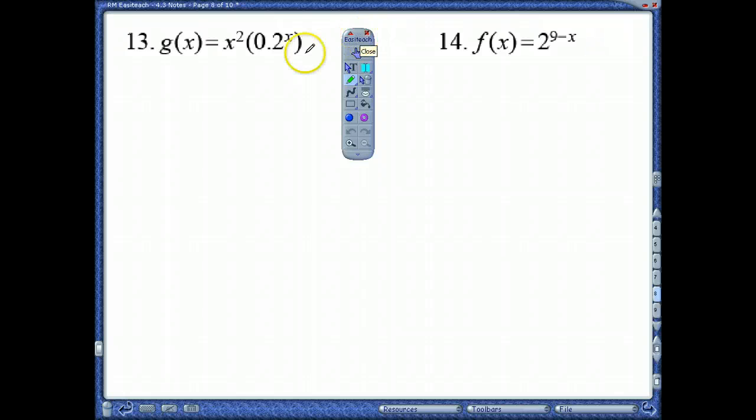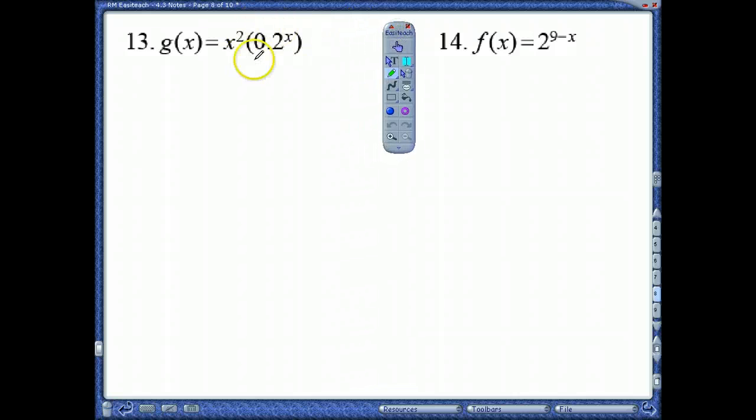All right, number 13 here. I've got those nice pretty parentheses around there because now that my base is an e, it kind of makes it a little bit more difficult to figure out what the exponential is. So they'll put parentheses around it usually. And you got yourself a product, so you have yourself a product rule. All right, so it's x squared times my 0.2 to the x power. I'm going to take the derivative of x squared, which is 2x, times my exponential as is.